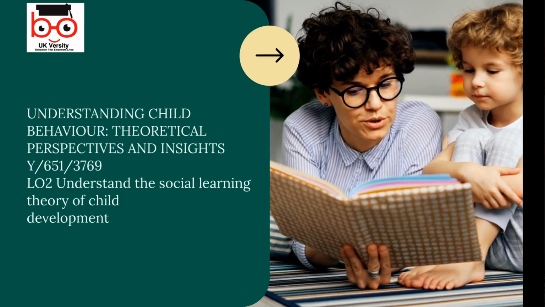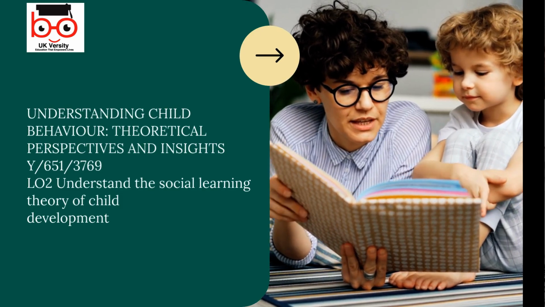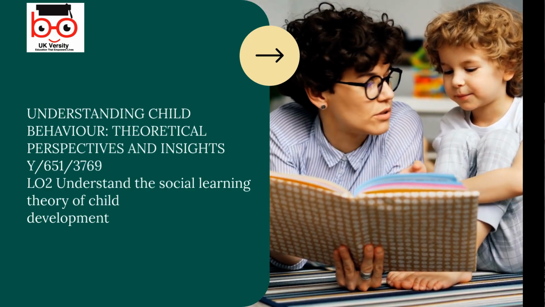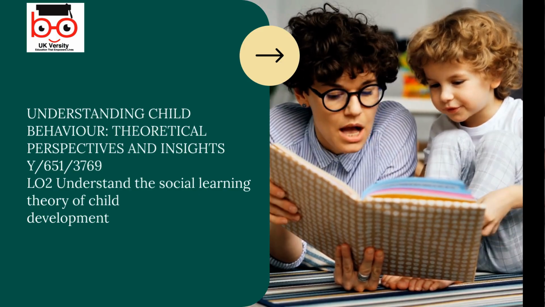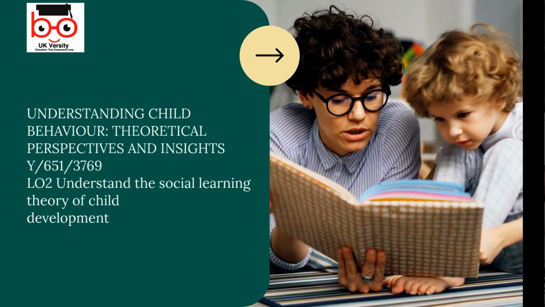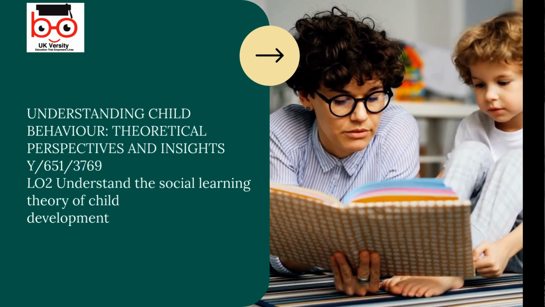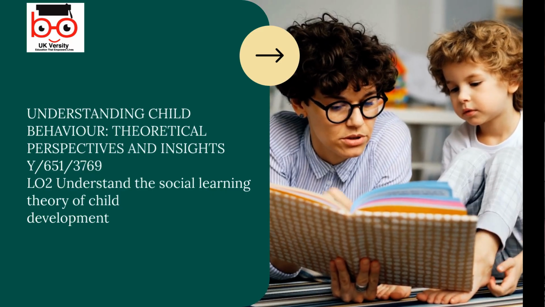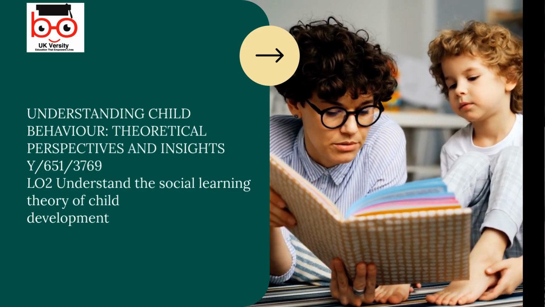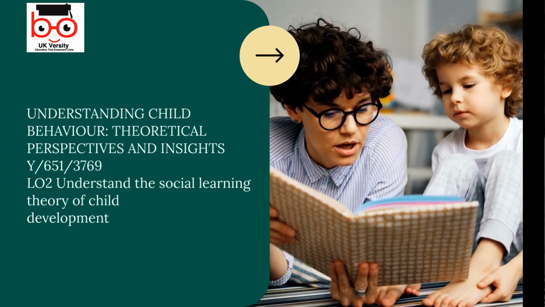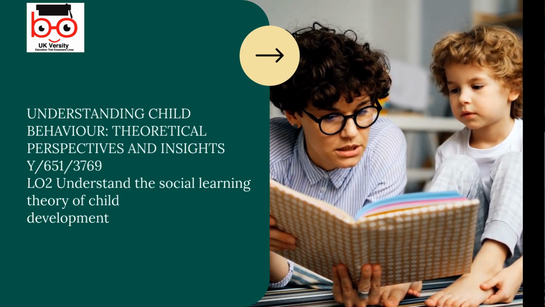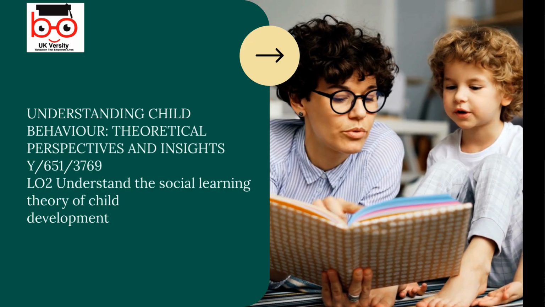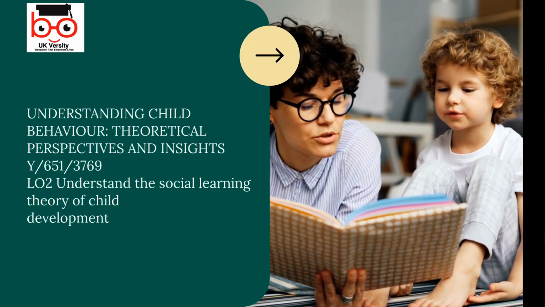In this session, aligned with Learning Outcome LO2, Understand the Social Learning Theory of Child Development, we will explore how children learn new behaviors by observing others. This session delves into the social learning theory, highlighting how observation and imitation shape a child's development. We will examine the key principles of the theory, explore real-life examples, and consider its limitations, providing a comprehensive understanding of this influential approach to learning.